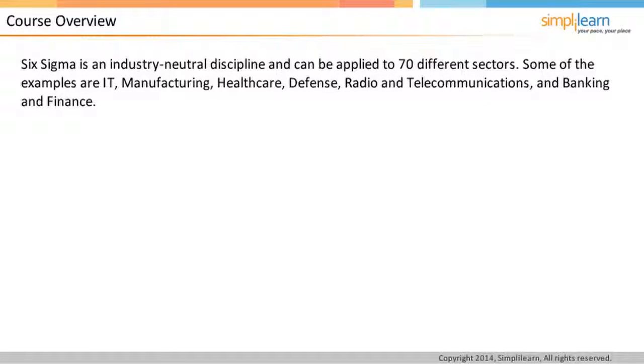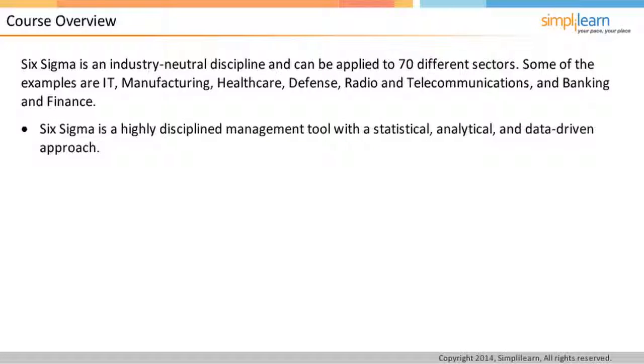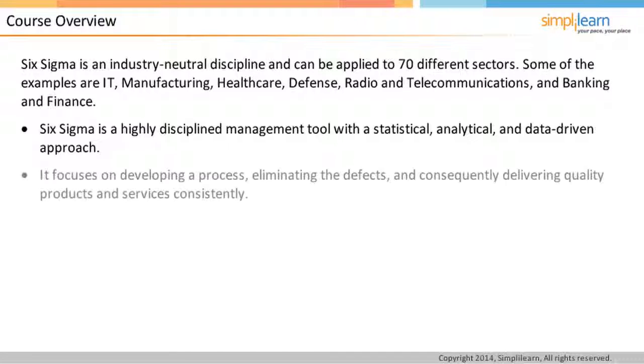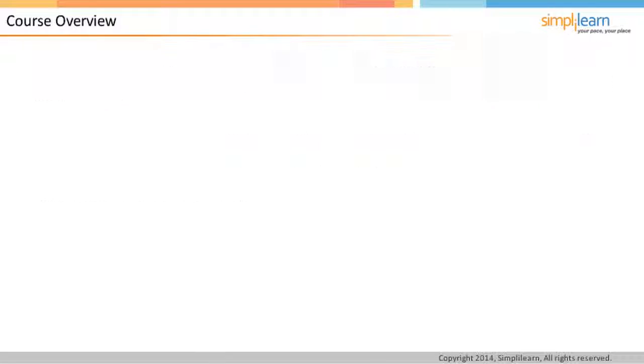Six Sigma is an industry-neutral discipline and can be applied to 70 different sectors. Some of the examples are IT, manufacturing, healthcare, defense, radio and telecommunications, and banking and finance. Six Sigma is a highly disciplined management tool with a statistical, analytical, and data-driven approach. It focuses on developing a process, eliminating the defects, and consequently delivering quality products and services consistently.